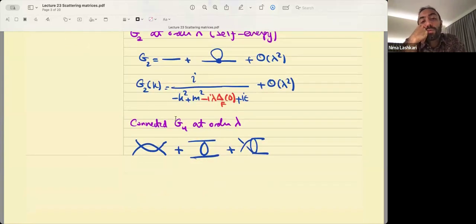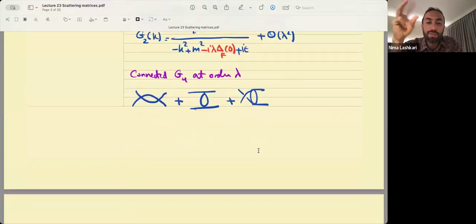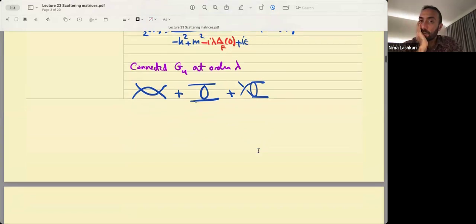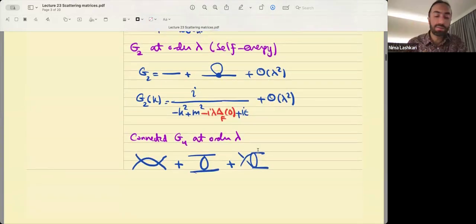Then if you look at the 4-point function, at order lambda there are no corrections, but there are first order corrections at order lambda squared. There are 2 vertices and one loop. There's this term, this term, and then these terms. These are combinatorics. There are 3 different possibilities. Are there any questions?